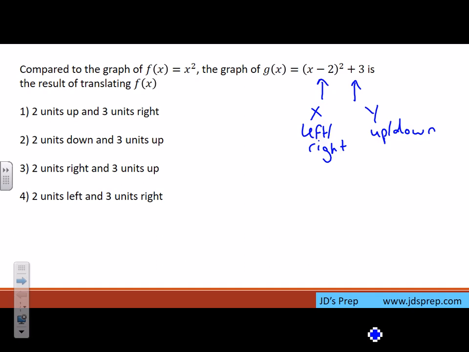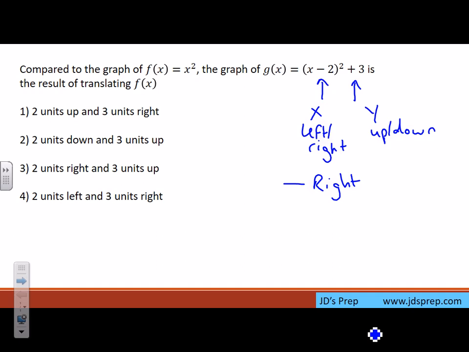The only part that remains is to know which direction we're moving. For the x direction, when we are adding or subtracting numbers on the inside, if we are subtracting, if we have a minus inside, that's telling us that we are going to move to the right. The reason for that is that we need a higher x value than before to get the same result.